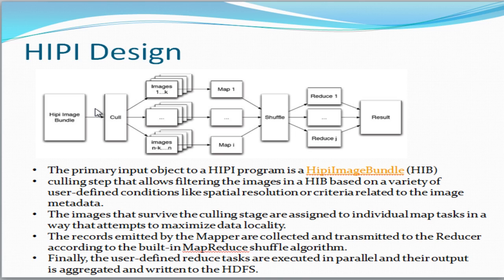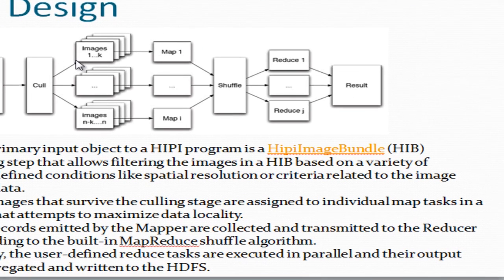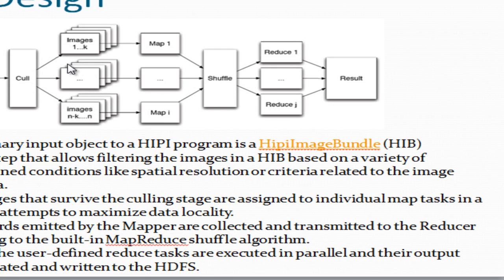Now getting back to this diagram. After we provide the input, there is a step called the culling step that allows filtering of the images in the HIB based on a variety of user-defined conditions like spatial resolution or criteria related to image metadata like color, size, etc. The images that survive in the culling stage are assigned to individual map tasks in a way that attempts to maximize data locality.